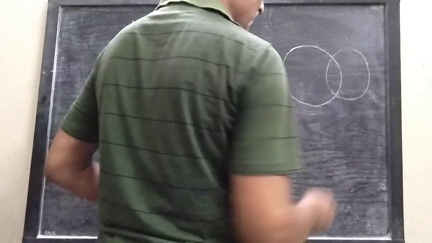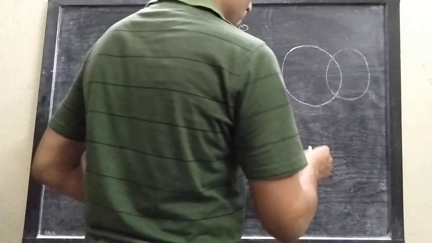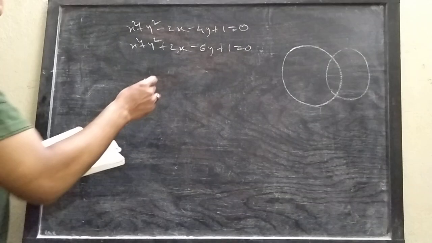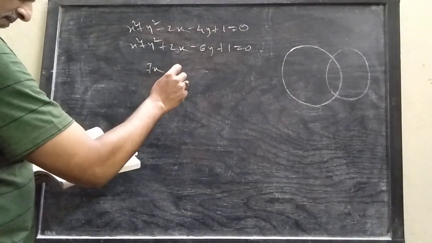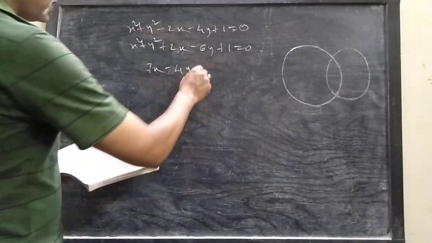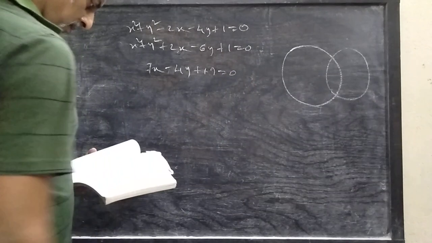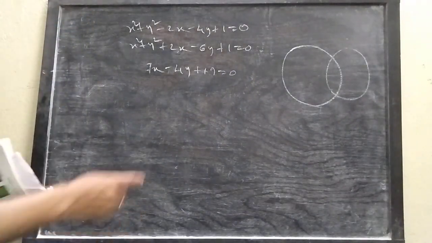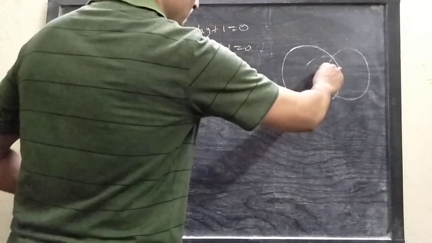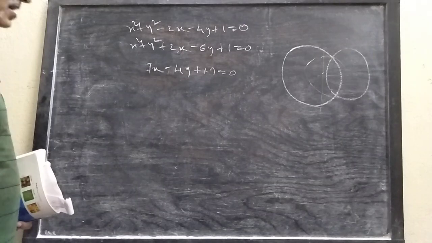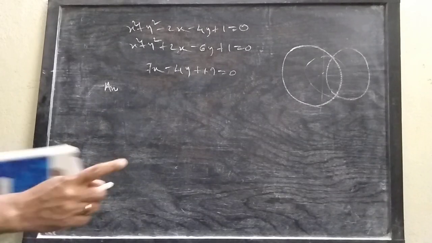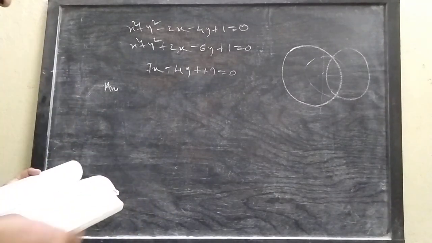You can find any circle passing through the intersection, and you are given the equation of the diameter of the circle as 7x minus 4y plus 19 equals 0. So again I am repeating, you are asked to find the equation of the circle passing through the intersection of these two circles having the equation of one diameter as 7x minus 4y plus 19 equals 0. You are asked to find the center and radius of the circle also.